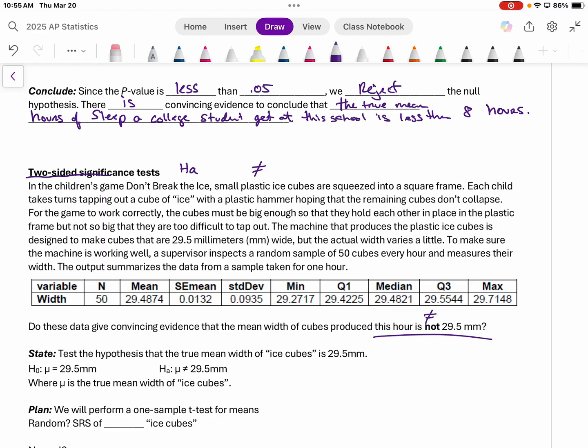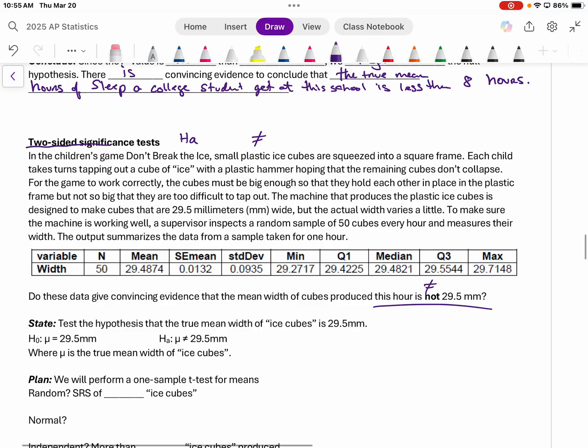That's what that not is. It's different, so it's not less than or greater than. It's just not that. And so that lets us know we've got to use the not equal to. We're going to test the hypothesis that the true mean width of ice cubes is 29.5. So our H0 statement: mu is equal to 29.5. Our Ha statement: mu is not equal to 29.5. We define what mu stands for. We will perform a one sample t-test for means.